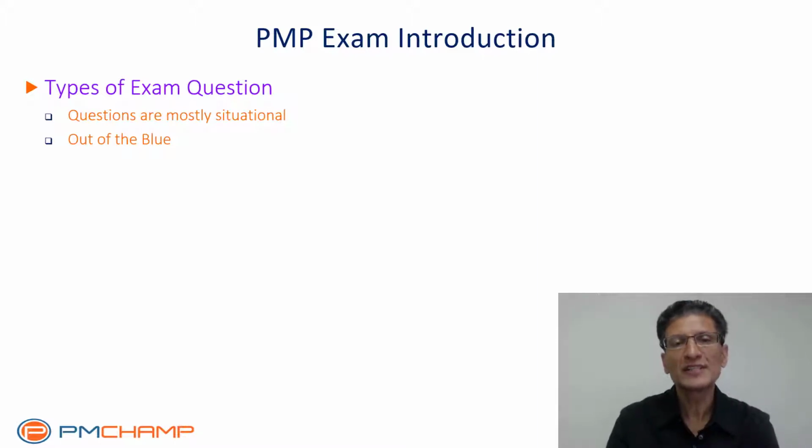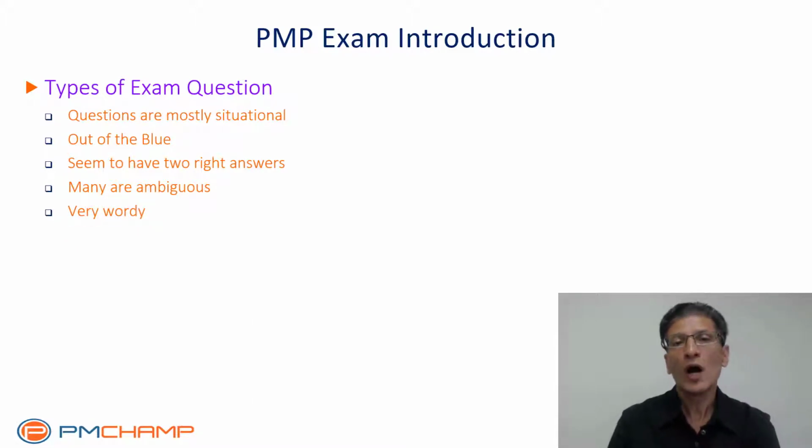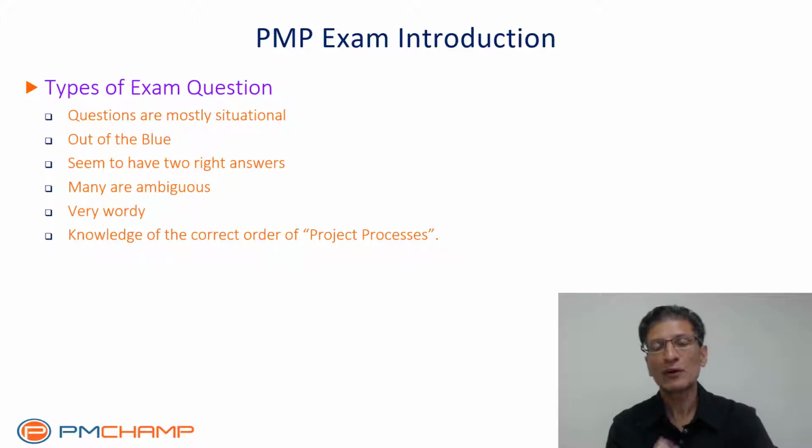There will be several questions where you will seem to have two or more correct answers. They both seem to be right. Some questions will be ambiguous. Ambiguous means not clear. Most questions will be very wordy, very long, verbose. Some questions will require you to apply the knowledge of the right processes in the correct order. So not only do you need to know the processes, you must also know the correct order of each process, like which process comes first, what comes next, and what should you be doing after this or before this.